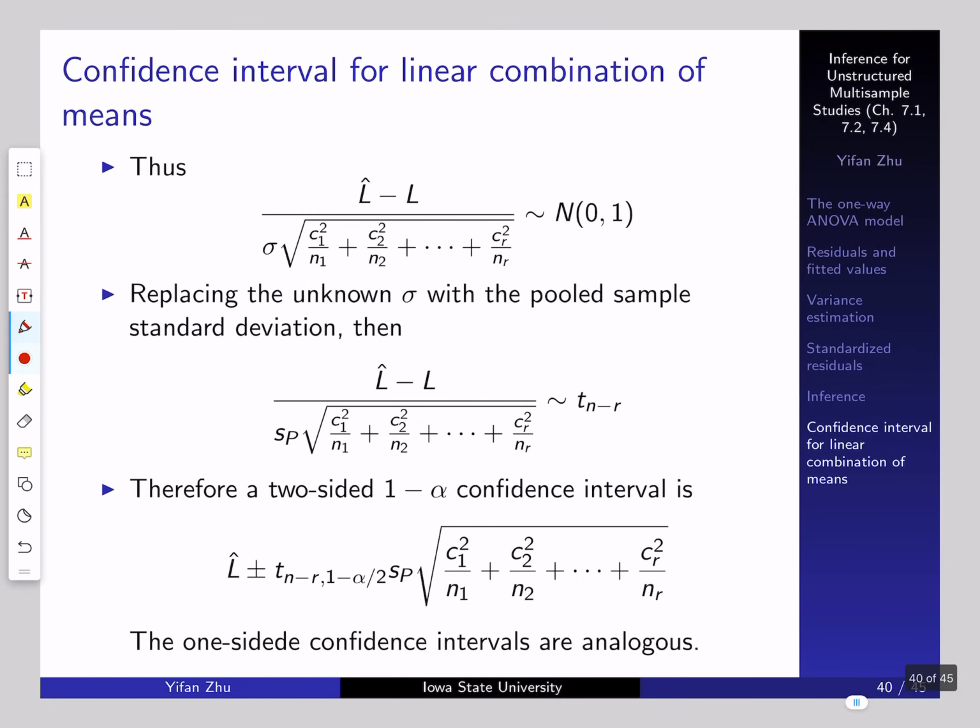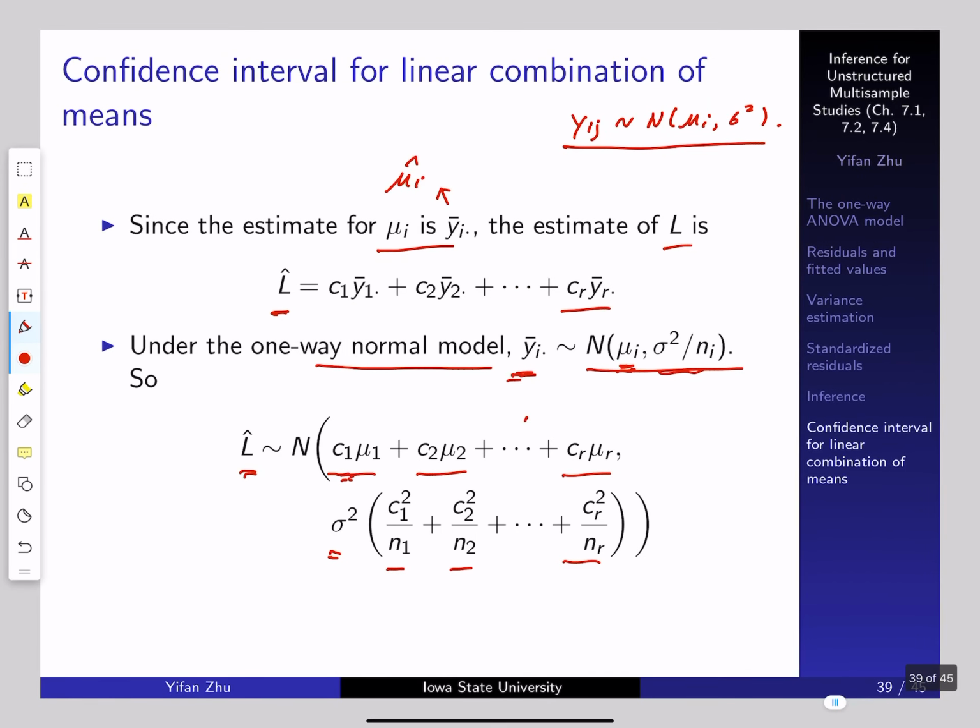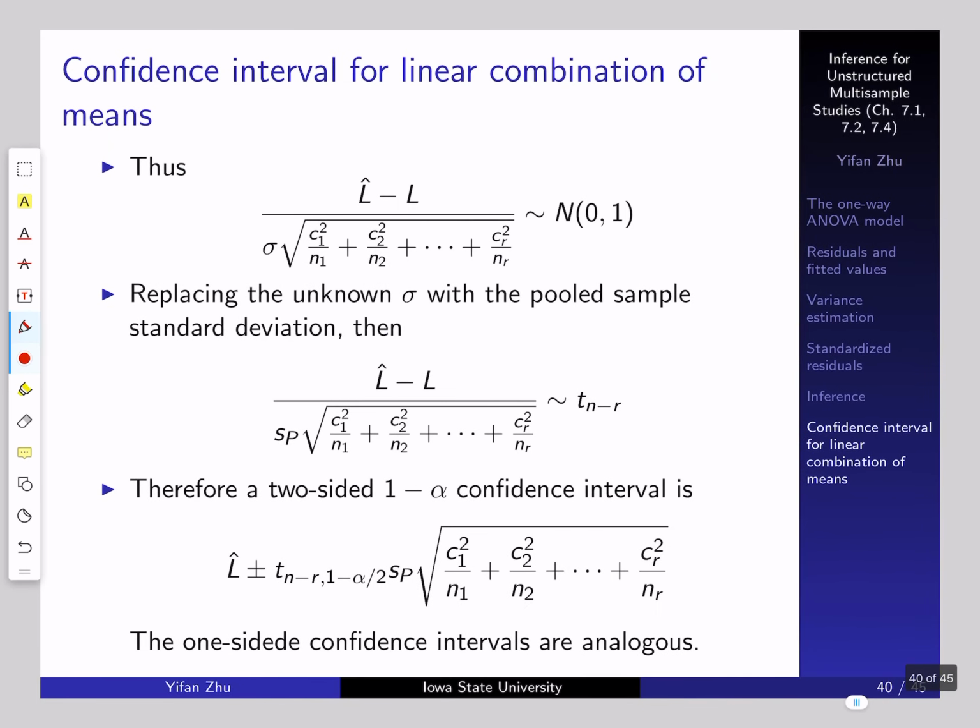Then you know that this thing is nothing but L, the unknown true linear combination. And then by standardizing it, we have (L hat minus L) divided by the standard deviation, which is sigma times the square root of this thing, as a standard normal distribution. But sigma is unknown here, so we replace sigma with the pooled sample standard deviation. Then this thing will have a t distribution with n minus r degrees of freedom.